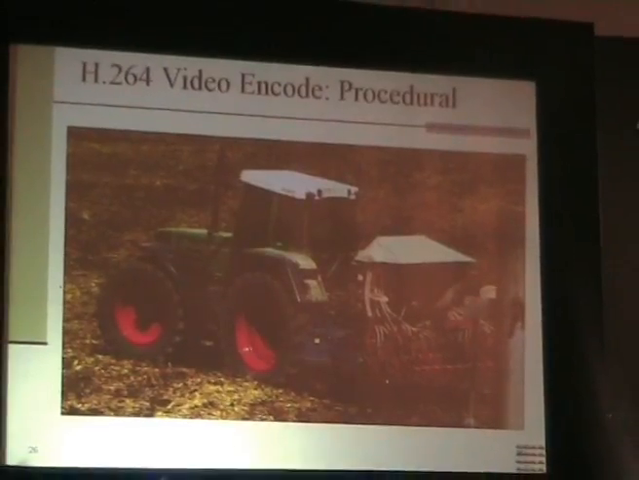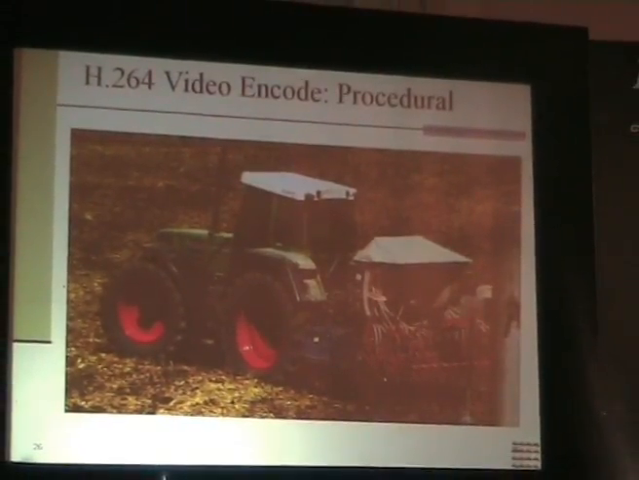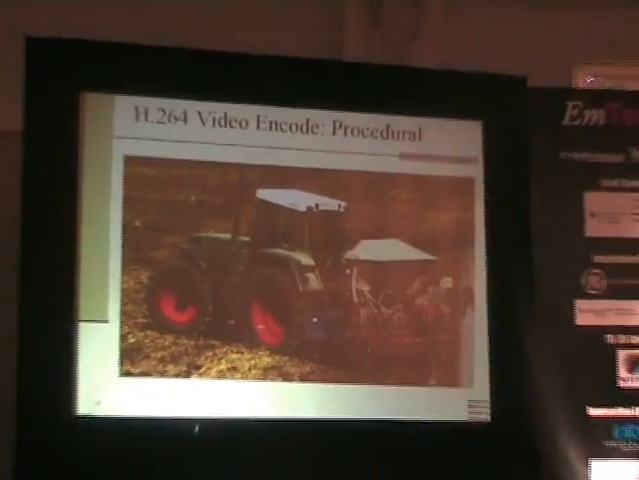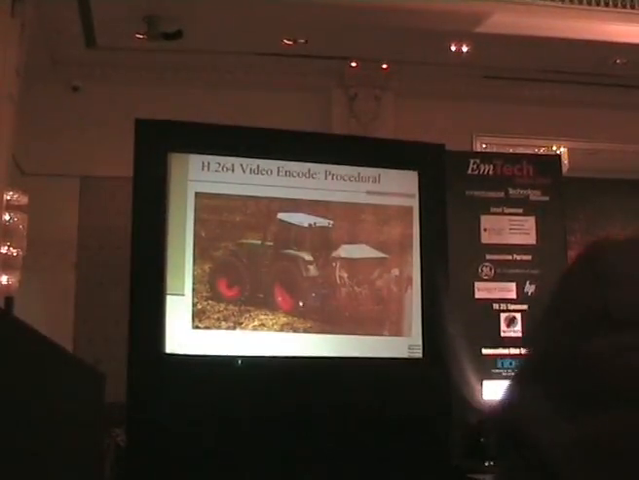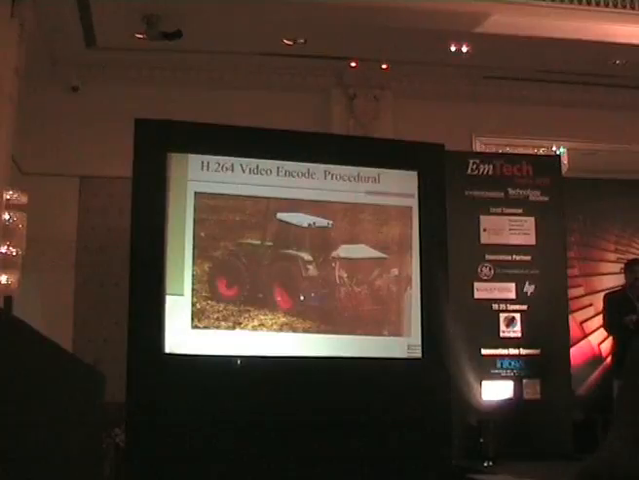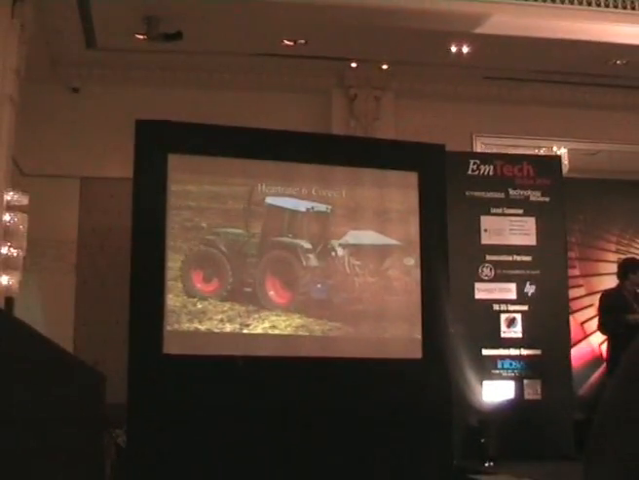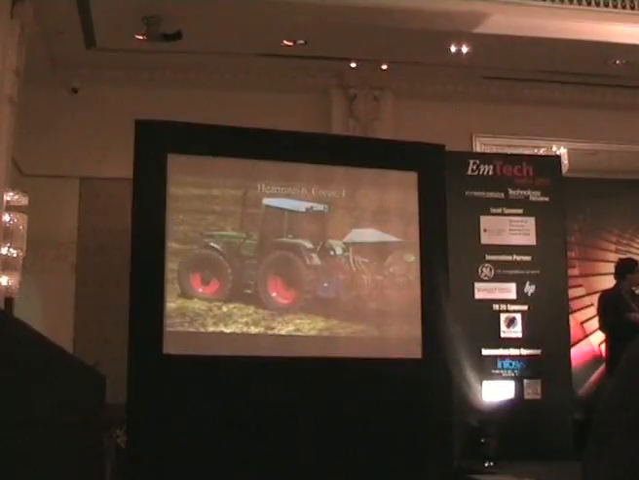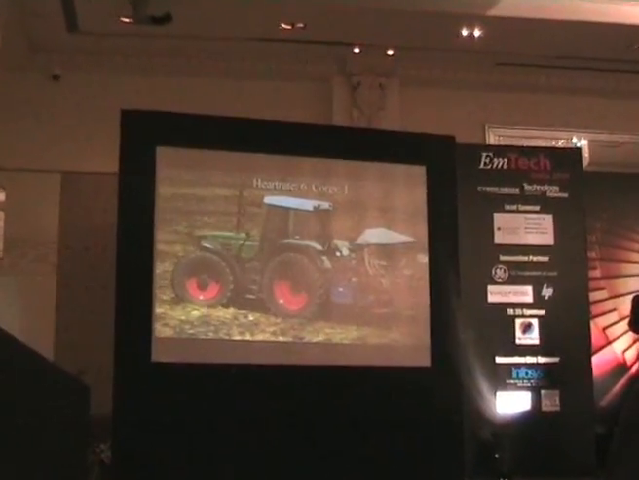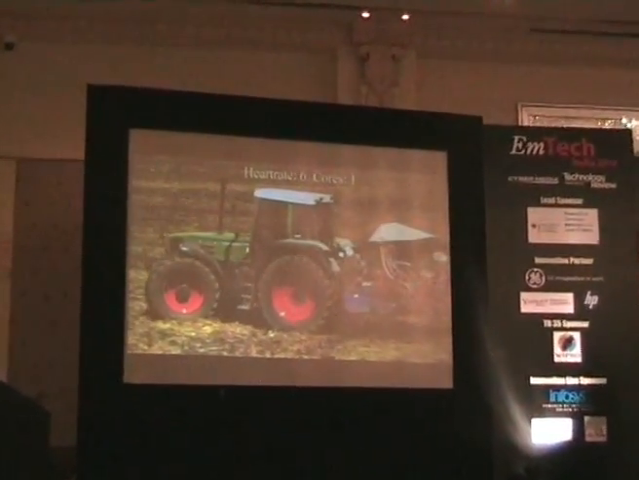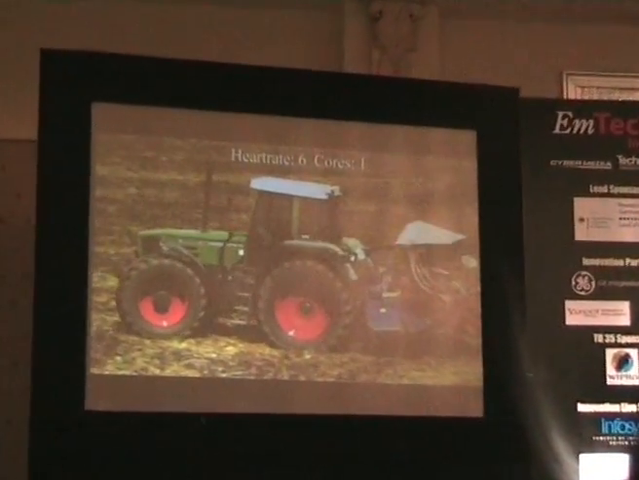This one here is an old style way of writing the program. If you pick it off the web, this is what it will do. So you'll see a picture of a tractor moving along. The video has been encoded. And on the left-hand side, you see the application heart rate. And on the right-hand side, you see the number of cores. The application writer has written this for one core. And this is what the video looks like.